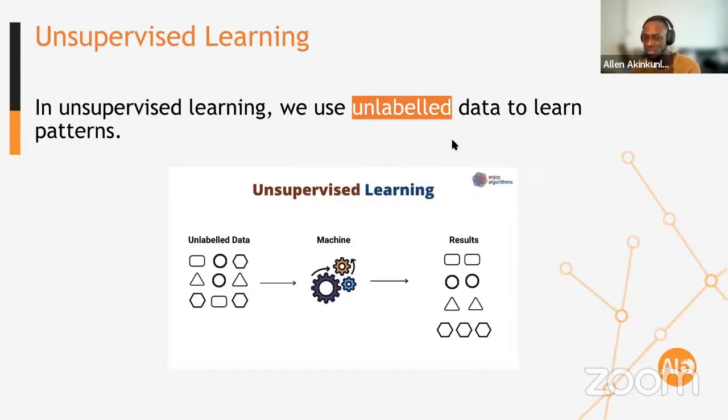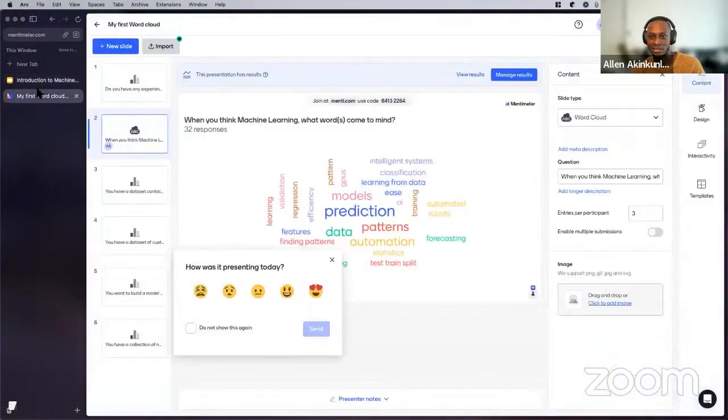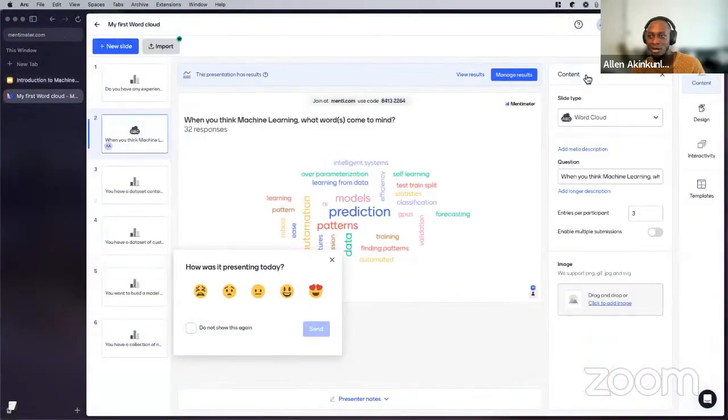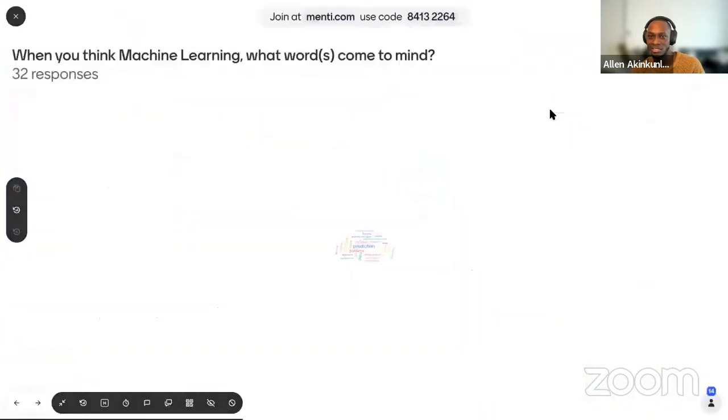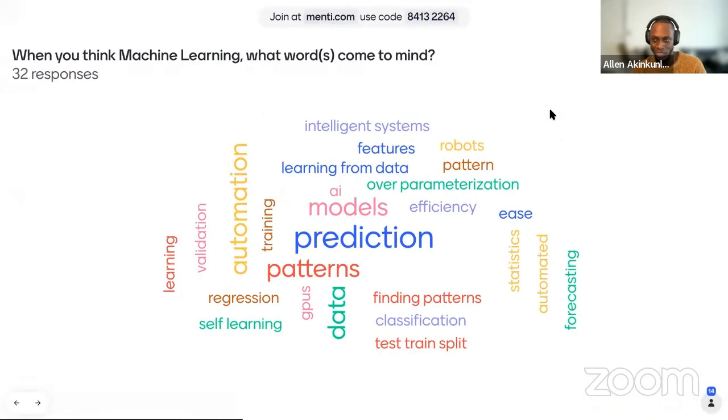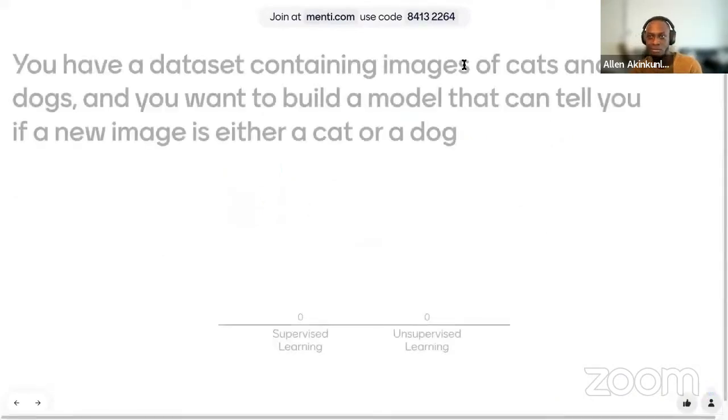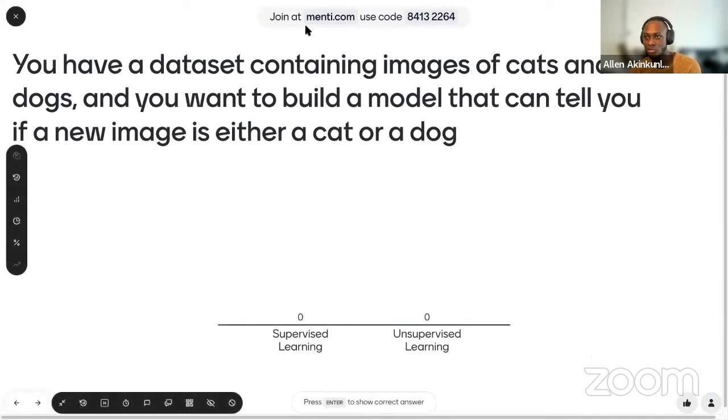We're going to go back to Menti. I'm going to ask a few questions. All right, so let's present this. The word cloud is still up. Now, a question is going to come up, and I just want you to join this.